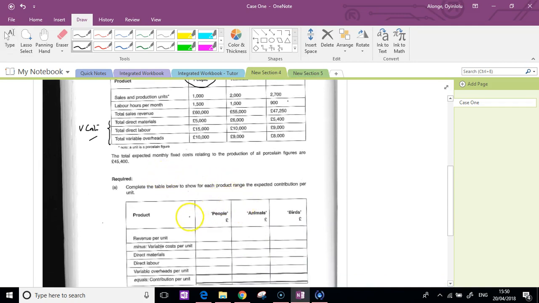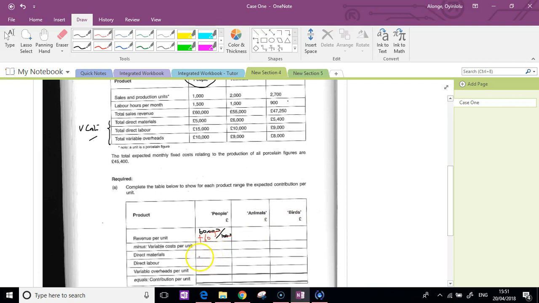I'm just going to do people. So the revenue per unit, well, if you're going to get £60,000 over 1,000 units, the revenue per unit must be 60,000 divided by 1,000, right? And that gives you £60, because I'm going to cross out those zeros, and I'm going to have £60. So I want you to do the same thing for animal and birds.